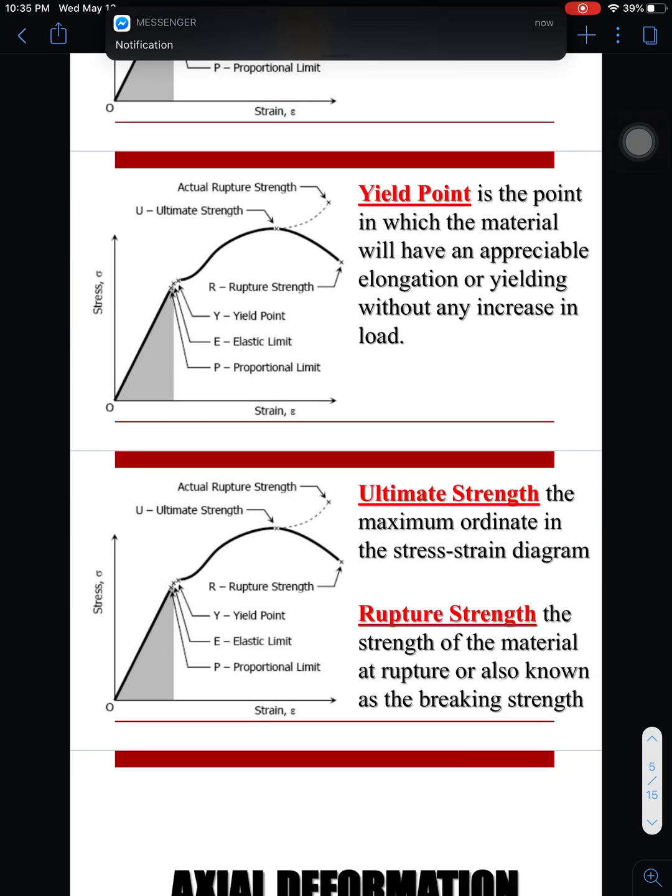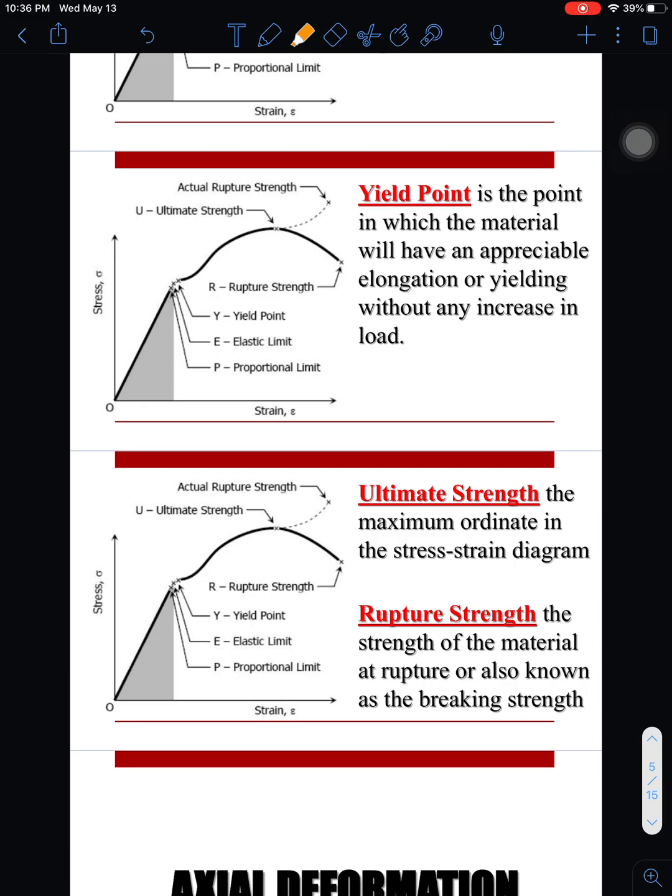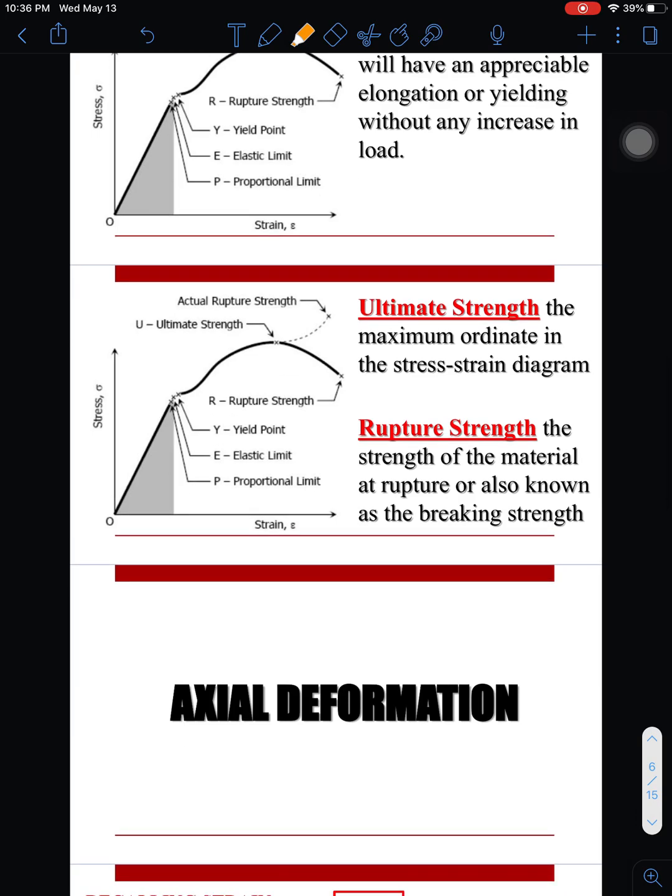And then the ultimate strength and the rupture strength. Basically the ultimate strength is the limit of our material at which we can expose it to a certain amount of stress. And then the rupture strength is the strength of the material when it has reached the brink of breaking. So before our material breaks or splits, it first reaches the rupture strength. So at the brink of splitting is our rupture strength.